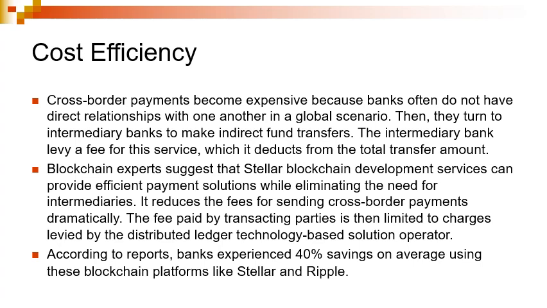So according to the reports, banks experienced 40% savings on average using the blockchain solutions like Stellar and Ripple for cross-border payments. So if the banks use the blockchain solutions like Stellar and Ripple for cross-border payments, then the banks experience 40% of saving on such kind of international payments, international fund transfer. So this is the benefit of blockchain.